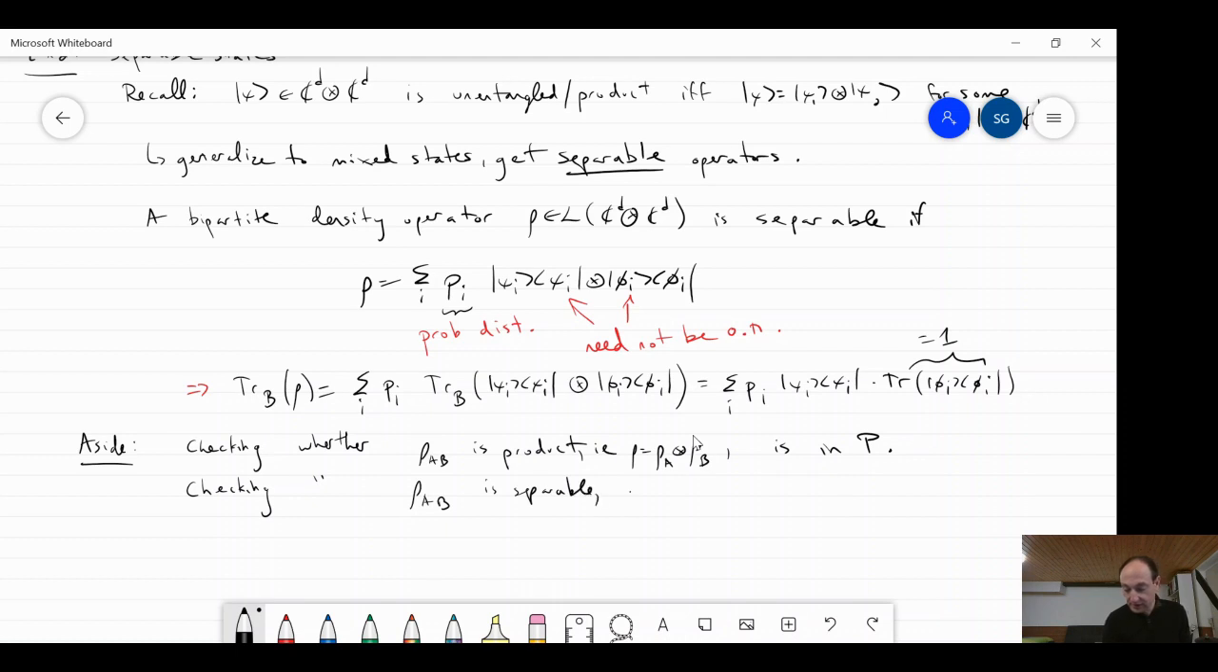Okay, and the shortest way to write that is rho equals the sum over i of p_i, times psi_i tensor phi_i. Let me do it consistent with how I did it originally. So if you want to know if such a decomposition exists for your state, that's much harder.